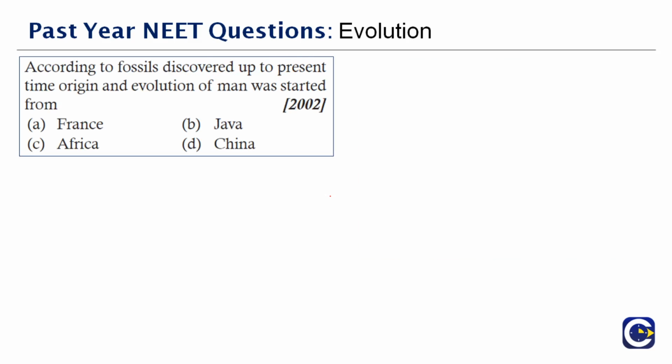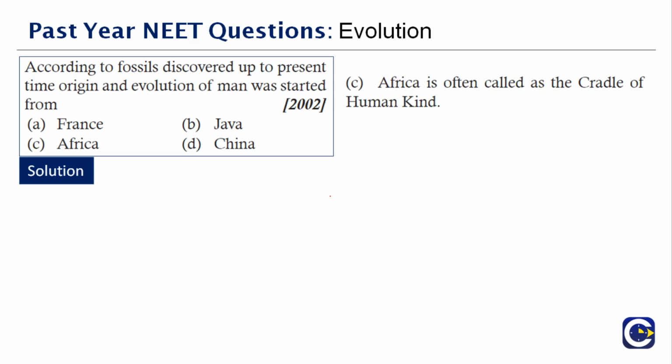Okay. Next question here. According to the fossils discovered up to present time, origin and evolution of man was started from dash. So where did they start from? This is a direct question. Of course, you will not know the answer. The answer is Africa. Africa is often called the cradle of mankind. See, it's not that everybody knows all the answers. It's okay. So just know the answer. Where do you find fossils? According to the fossils discovered up to present time, the origin of man started from Africa.